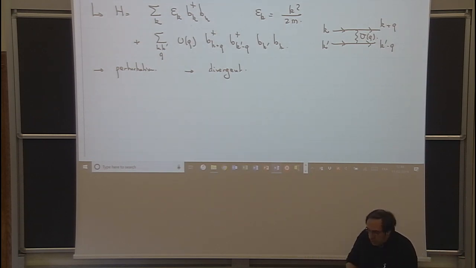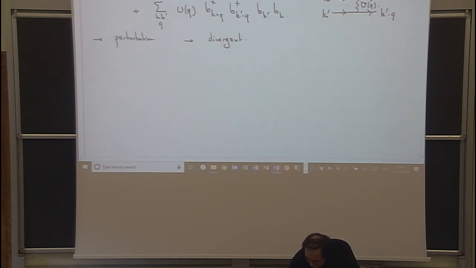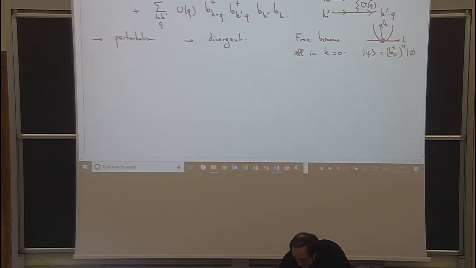By the way, what is the solution for free bosons? What is the ground state for free bosons? What happens? They are all in k equals 0. These are bosons, so they just go stupidly where the energy is the lowest. So free bosons, they are all in k equals 0 state. So the wave function is essentially b dagger 0 to the power n, suitably normalized. And the excitations have energy epsilon k equal k squared over 2.